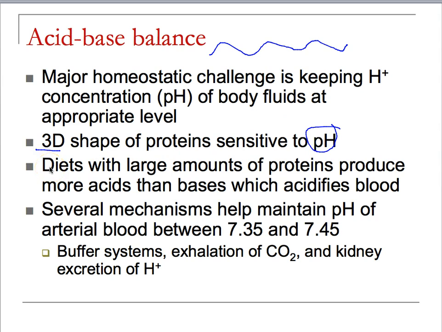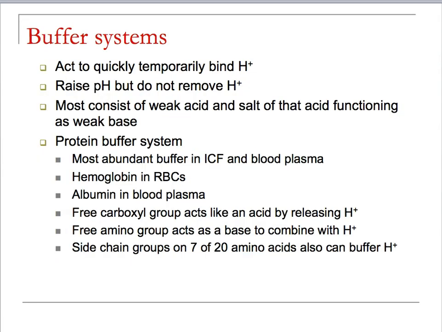And when you don't do that, well, guess what? Those proteins don't have the right shape, and therefore they can't do their job, which is keeping you alive. Okay? So what do we have? Those buffer systems. They act to quickly, temporarily bind hydrogen protons. They can raise pH but do not remove the protons, so that we can actually utilize them some other place. And what we have are protein buffering systems.